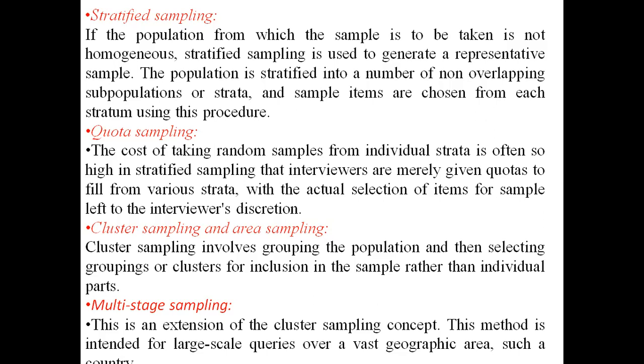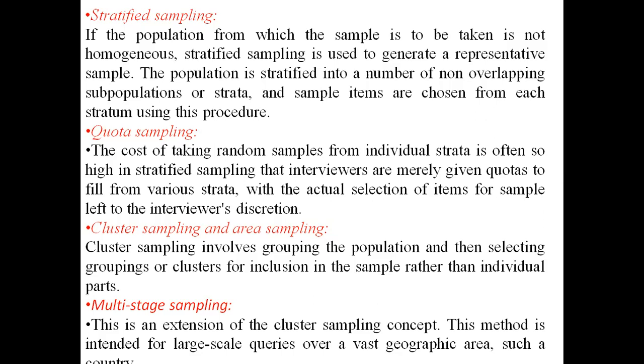The next is cluster sampling or area sampling. Cluster sampling involves grouping the population and then selecting groupings or clusters for inclusion in the sample rather than individual parts. Let's say a department store wants to sample its credit card customers. When the overall geographic area of interest happens to be large, area sampling is commonly used in conjunction with cluster sampling. We divide the overall region into a number of smaller non-overlapping areas, sometimes referred to as geographical clusters, and then randomly select a number of these smaller areas, with all units in these small areas included in the sample.